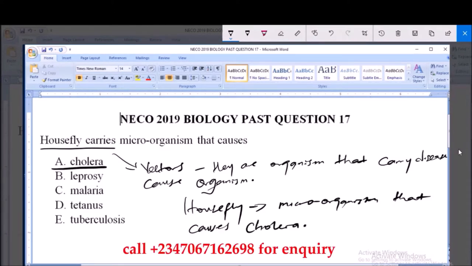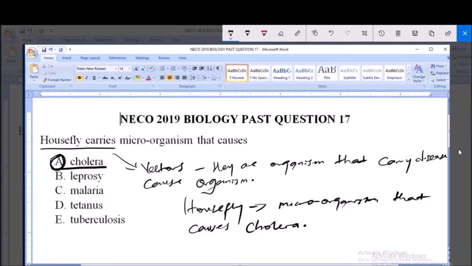So the microorganism that causes cholera is carried by housefly, and this is transferred when housefly comes in contact with our consumable products. So housefly carries the microorganism that causes cholera, and that is the answer to this question.